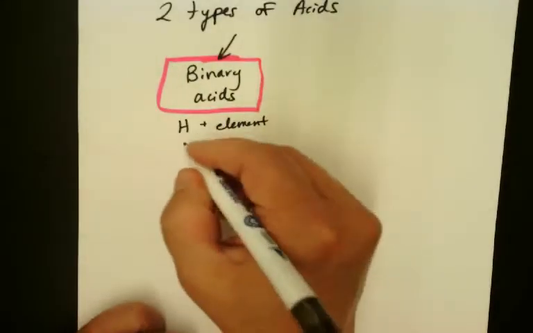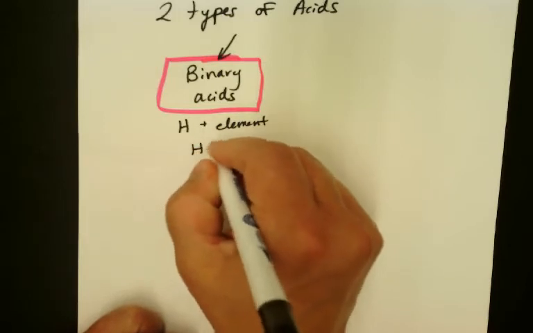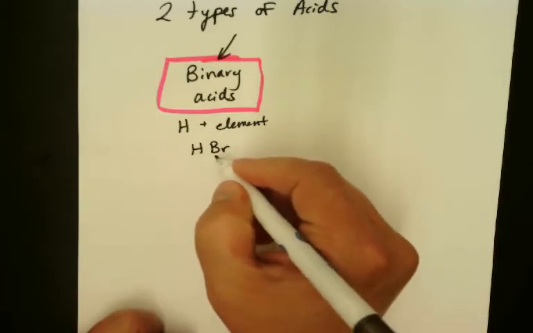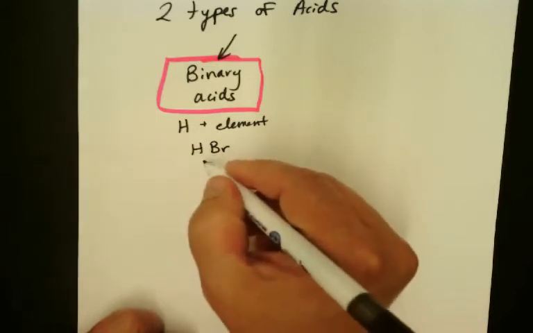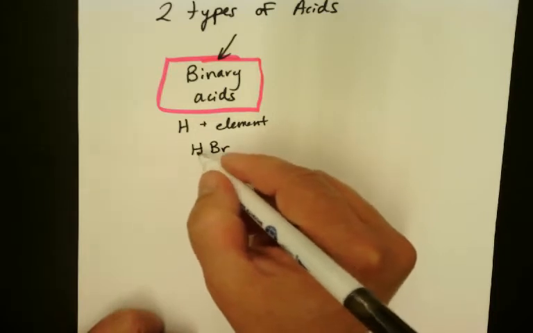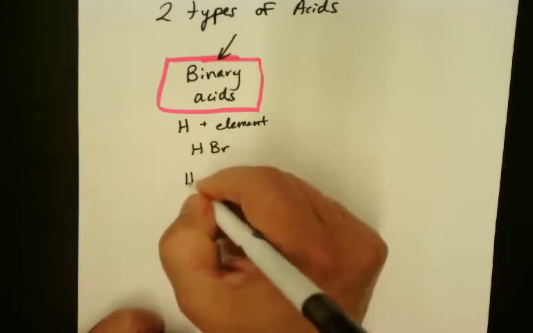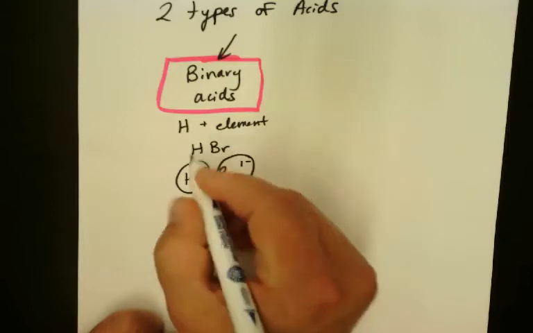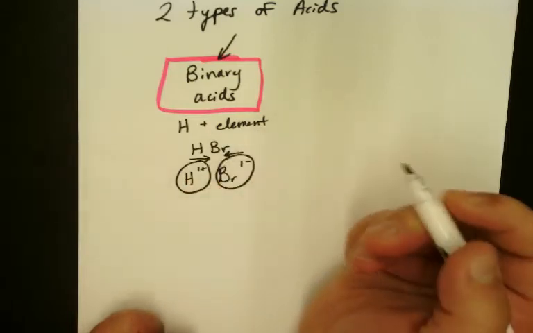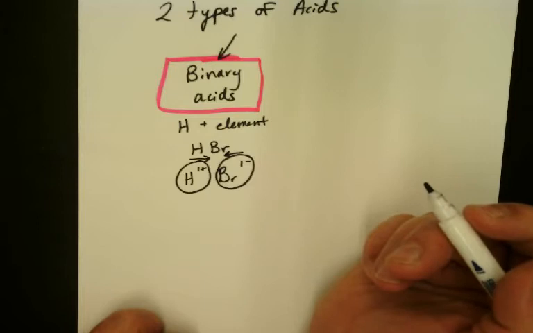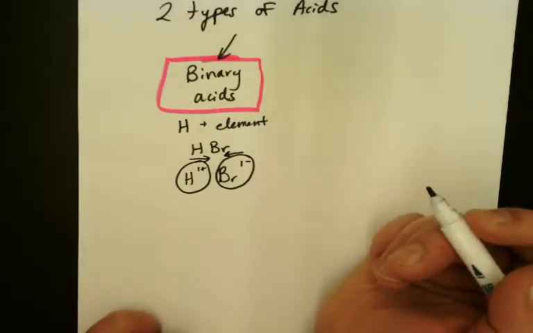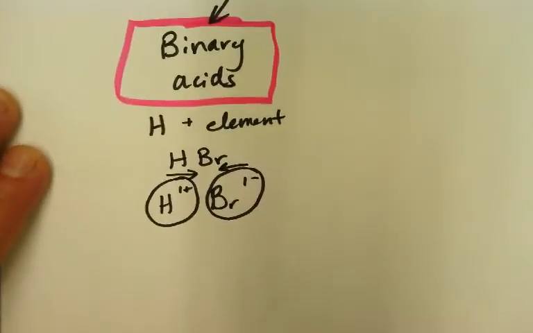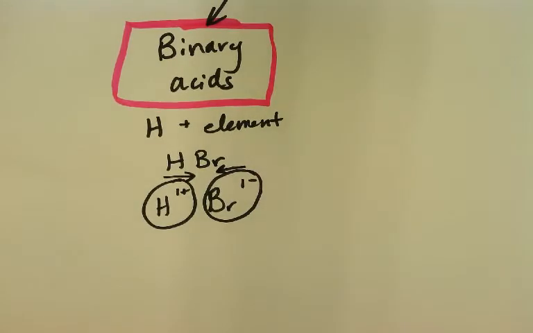So an example would be HBr, hydrogen and bromine. Now normally you would look at this and say, hey, that's an ionic compound. You're right, the hydrogen has a 1+, and the bromine has a 1-, and because of their charges, they're electrically attracted to each other. You're right about that. However, it gets more exciting than that. It's much more exciting than that.